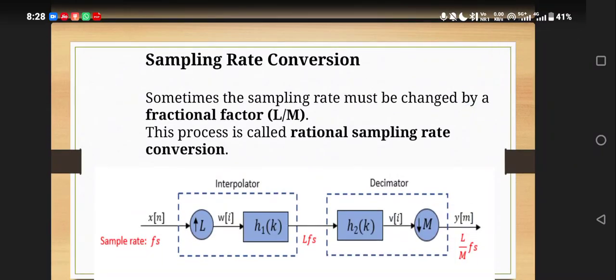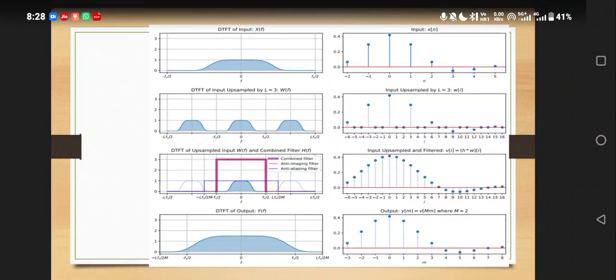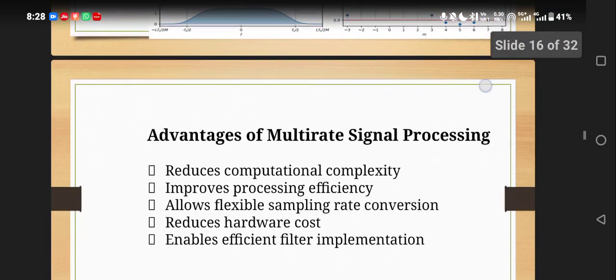What is meant by sample rate conversion? Sometimes the sampling rate must be changed by a fractional factor L by M. This process is called rational sampling rate conversion. That is, sampling rate conversion is nothing but the combination of interpolation and decimation operations. The sampling rate conversion process and its output are represented in this slide.